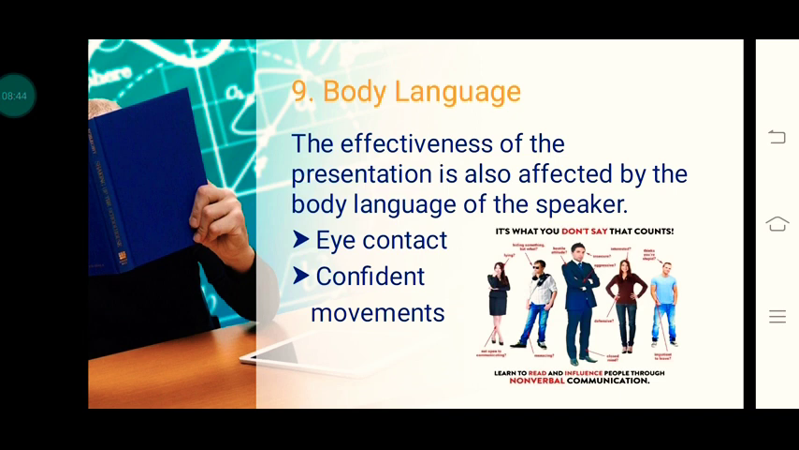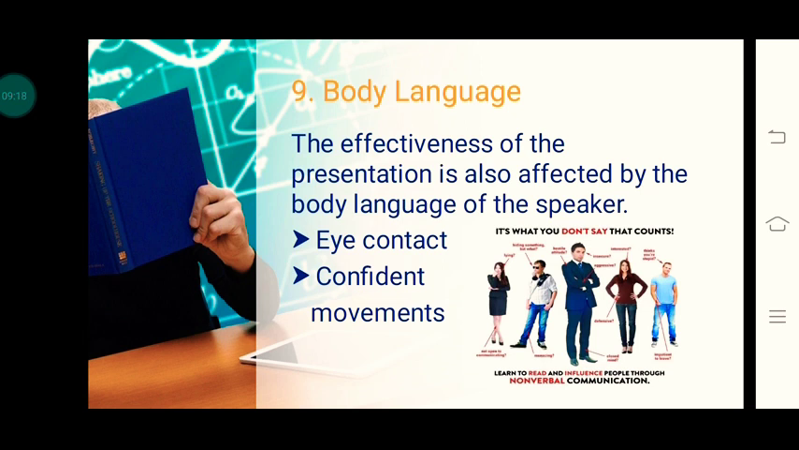So the effectiveness of the presentation is also affected by the body language of the speaker. For example, eye contact and confident movements. So a speaker having eye contact with audience is likely to impress more than a speaker reading out the handouts. A speaker who looks more at the audience is judged as better informed, more experienced, more honest and friendliest than a speaker who delivers the speech with less eye contact.